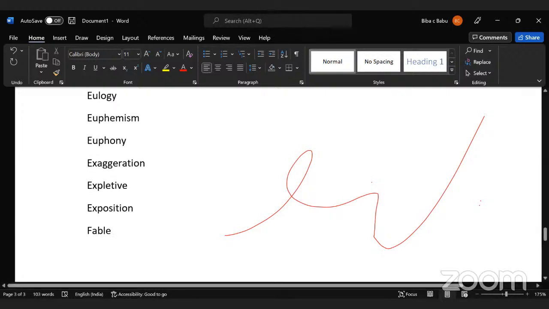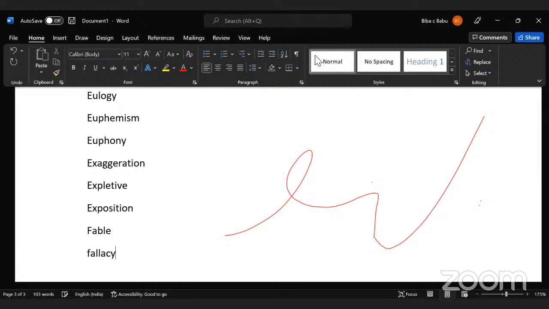Next is fable. Fable is another type of story. Fable is a type of story that illustrates a moral using animals. When you have animal characters, and through the animal characters you narrate a story with a moral, it is called fable. So the story of the tortoise and the hare, that's a fable.